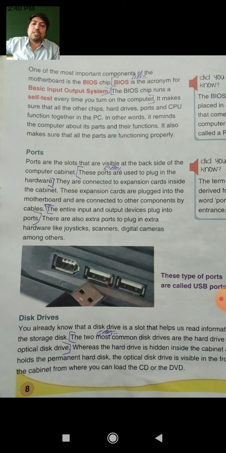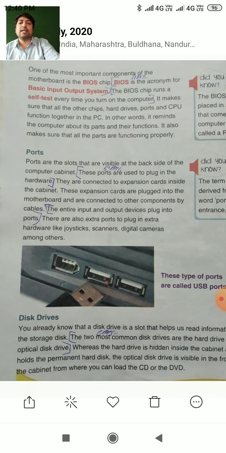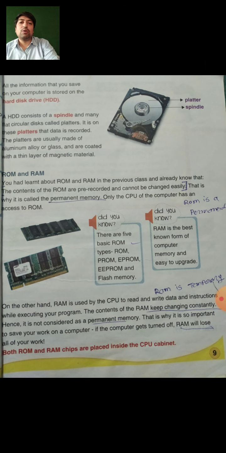This is the most important hardware of the computer system, because the hard disk is very important, and the drives are where we can connect the input output operations. We can do the input output operations for working inside the computer, for processing of the computer.